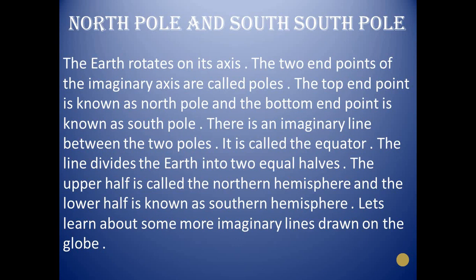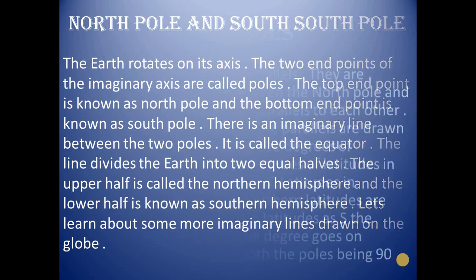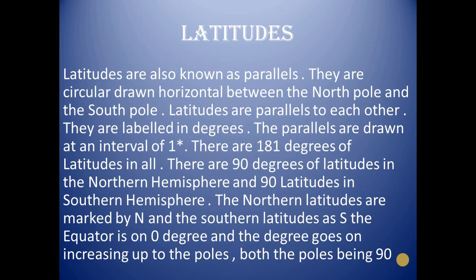Let's learn about some more imaginary lines drawn on the globe. Latitudes. Latitudes are also known as parallels. They are circularly drawn horizontally between the North Pole and the South Pole. Latitudes are parallel to each other. They are labeled in degrees. The parallels are drawn at an interval of 1 degree. There are 181 degrees of latitudes in all. There are 90 degrees of latitudes in the northern hemisphere and 90 in the southern hemisphere.